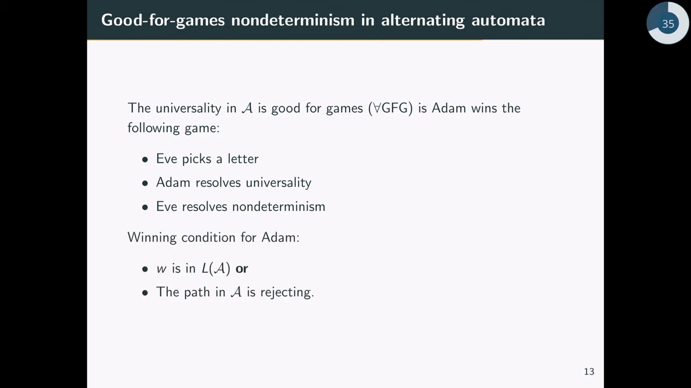This way, in the limit, Eve has built an infinite word, and they have together built a path through the automaton. And this time Adam wins if either the word is in the language of the automaton, so if Eve failed to give a word outside of the language of the automaton, or if the path that they built is rejected. Okay. And we say that our alternating automaton has its universality good for games if Adam wins this game.